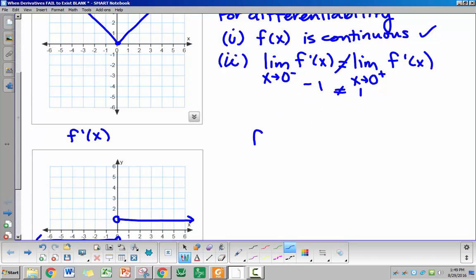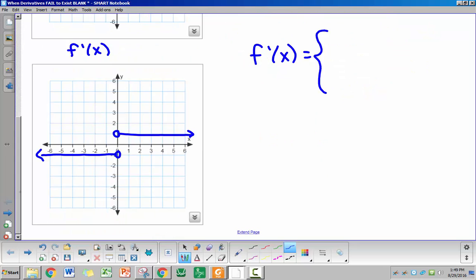Now let's write a piecewise for the derivative then. Can we read that off of this graph? What would it be? For x greater than 0, it would be 1. And then for x less than 0, it would be -1. And you can't put in equals here because you don't know which slope to choose, right?